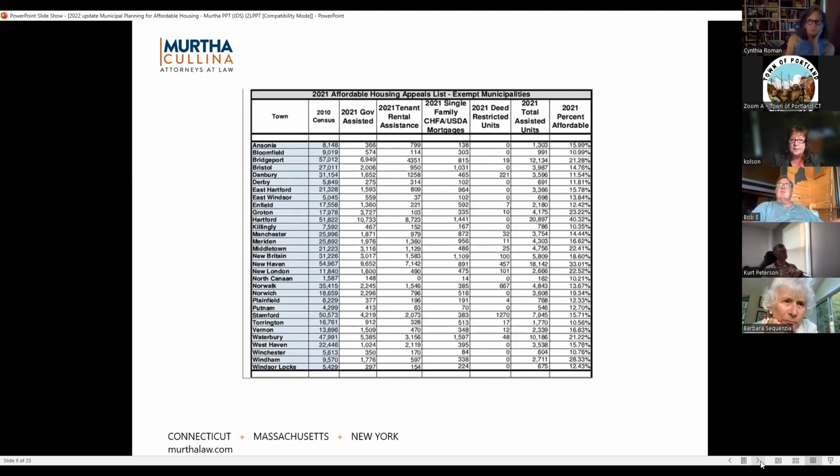So here's some examples of towns that actually were exempt in 2021. So you can see again, out of 169 towns, it's not a lot. Next slide, please.